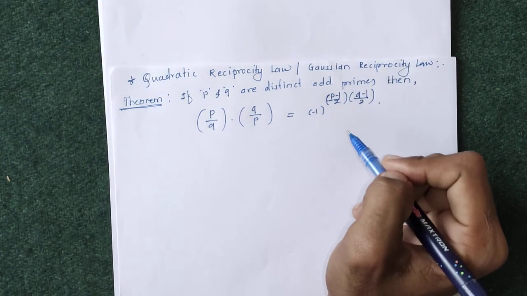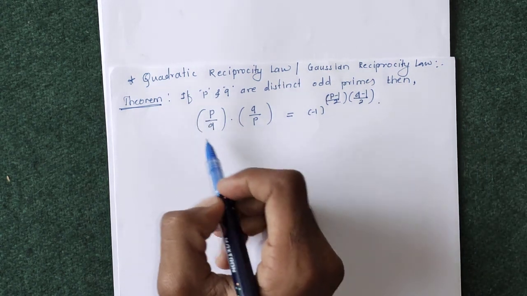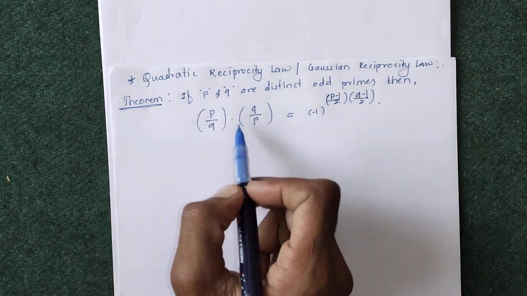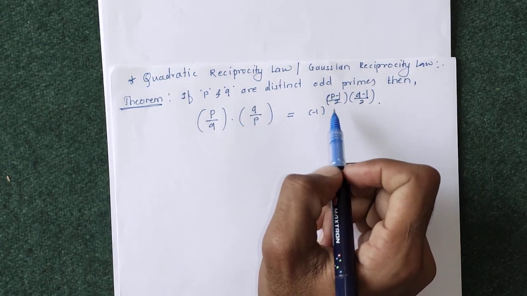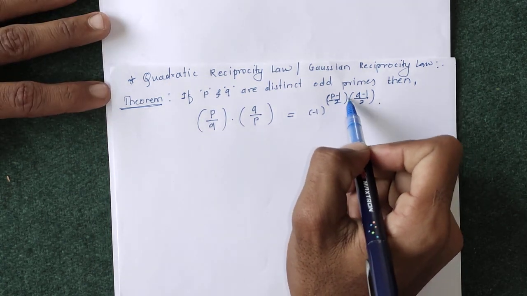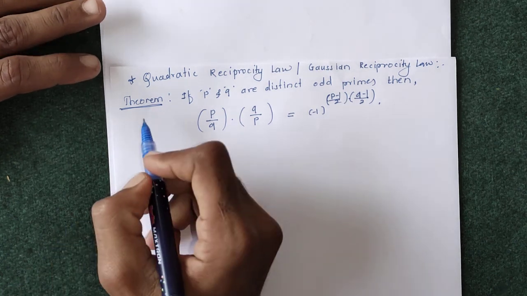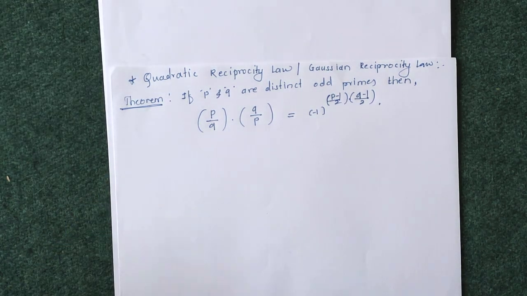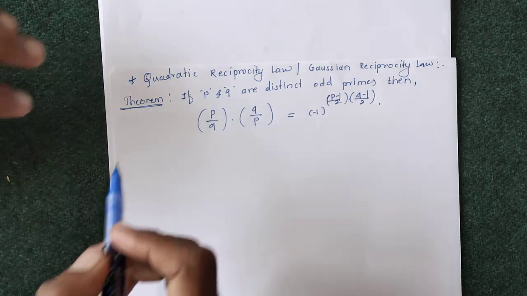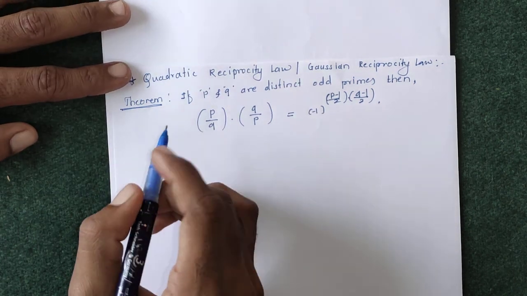If p and q are distinct odd primes, then the Legendre symbol of p and q into the Legendre symbol of q and p is equal to minus 1 raised to (p minus 1)/2 into (q minus 1)/2. This is the statement of the quadratic reciprocity law. The question may be asked as state and prove the quadratic reciprocity law, or state and prove the Gaussian reciprocity law, or, for 2 marks, state the quadratic reciprocity law.